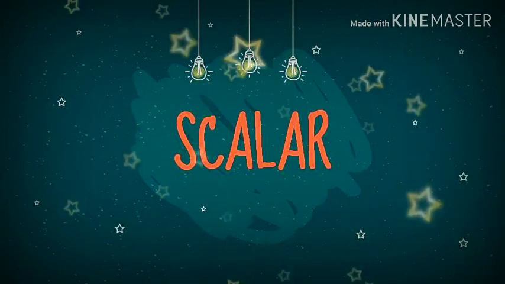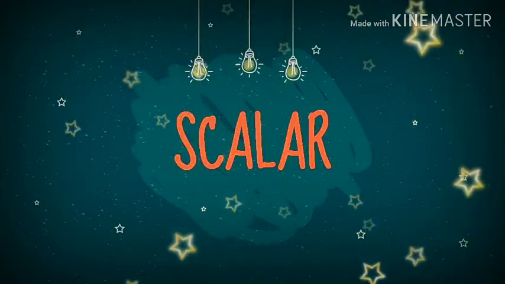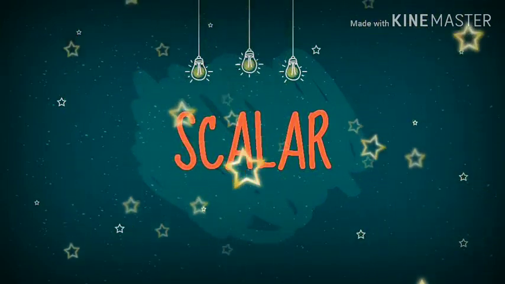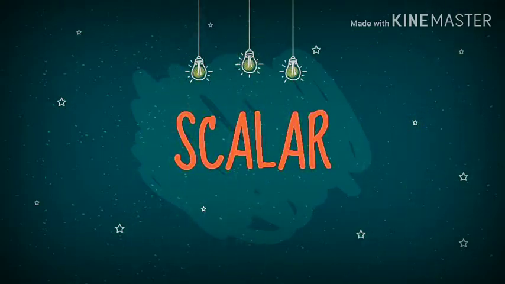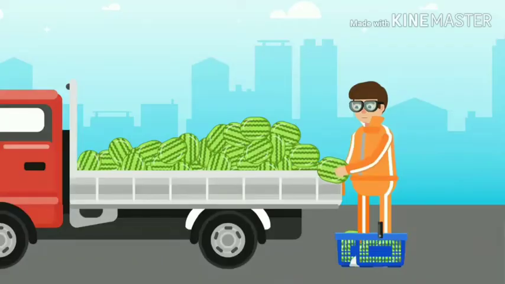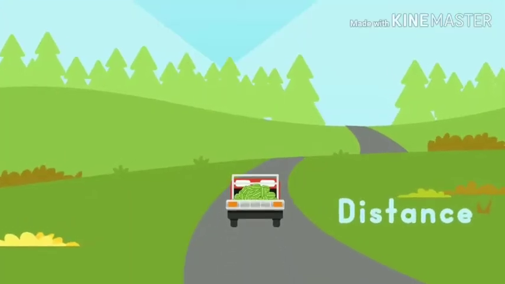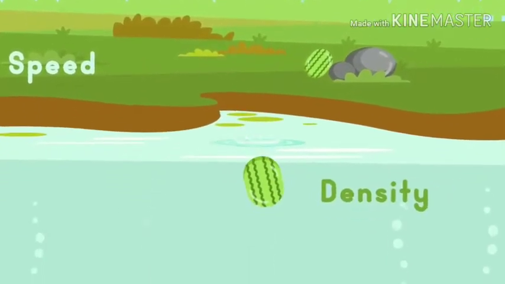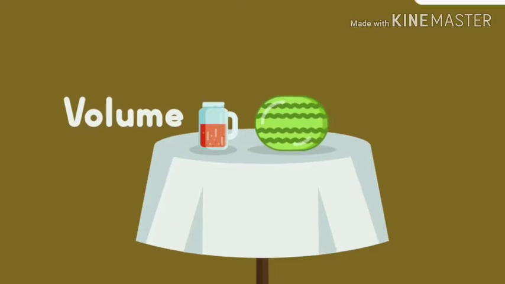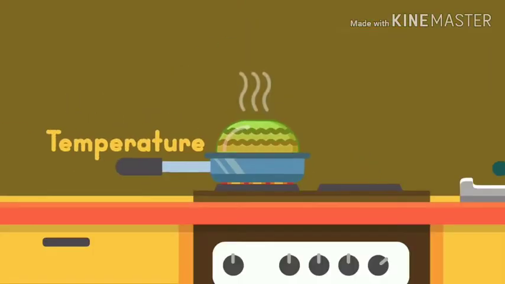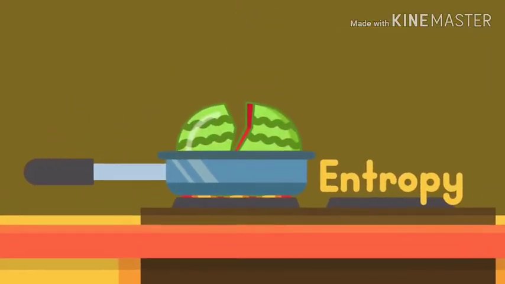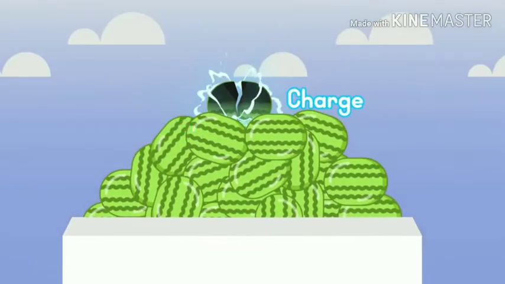A scalar is a quantity that is fully described by a magnitude only. It is described by just a single number. Examples include mass, distance, speed, density, volume, time, temperature, entropy, energy, charge, work, potential.